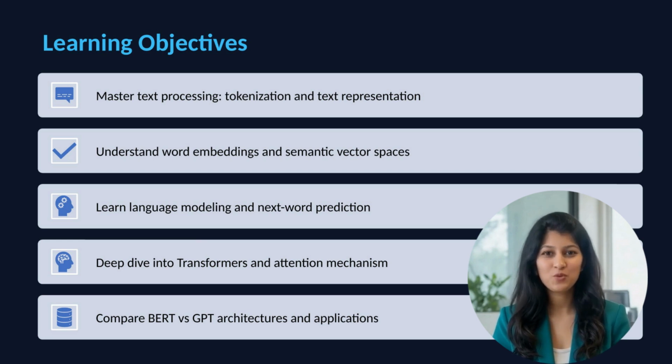Finally, we'll compare BERT and GPT, two famous transformer-based architectures with different strengths. BERT excels at understanding tasks like classification and question answering. GPT excels at generation tasks like writing and summarization. Understanding their differences helps you choose the right tool for your task. After today, you'll understand the architectures behind ChatGPT, BERT, and modern language AI.